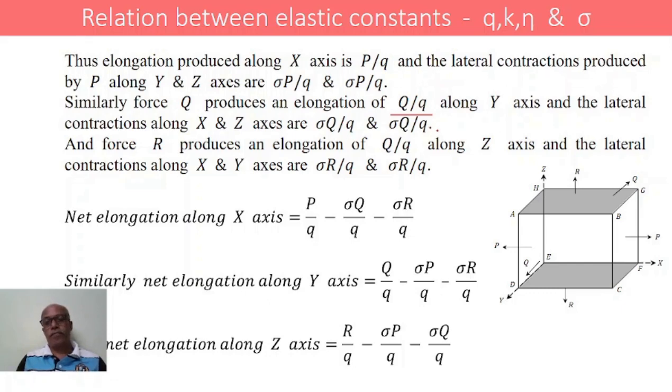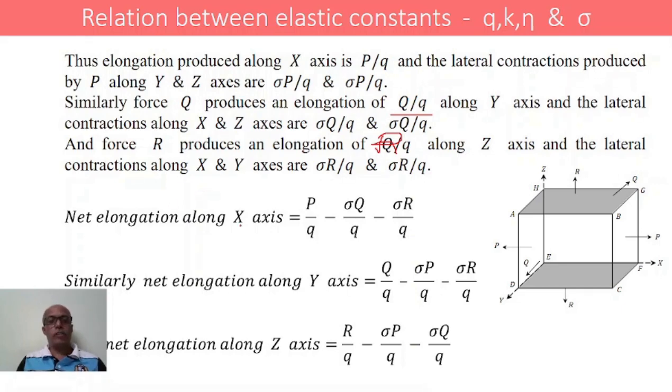Again, they are the same. Similarly, longitudinal elongation or longitudinal strain, or in other words, the elongation produced along z-axis due to the force capital R is R by q, not Q by q. This is R by q, and the lateral contractions along x and y axis are sigma R by q and sigma R by q.